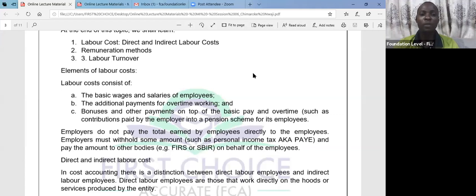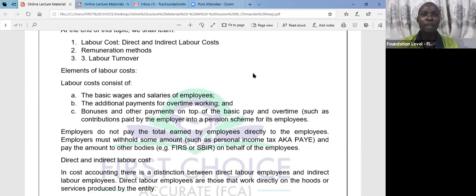So when we talk about the basic salary, you know, when you are computing your salary, you get to what they call basic. So that is that. Then we have additional payment for overtime. So we're going to be looking at how do we account for overtime payment or overtime work. How do we pay them? Then we have other payments and bonuses that are on top of your basic and overtime.